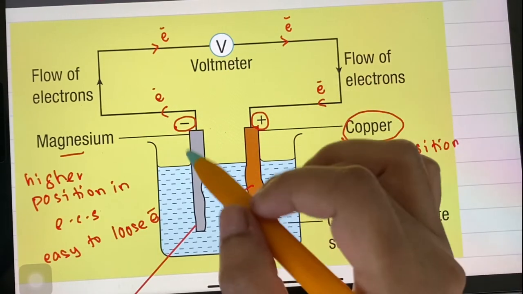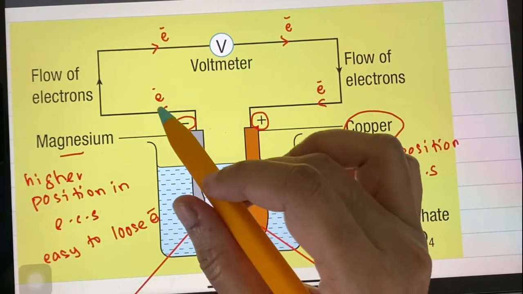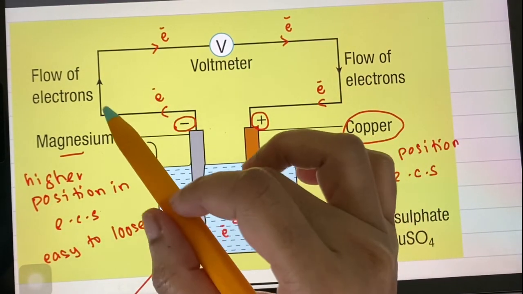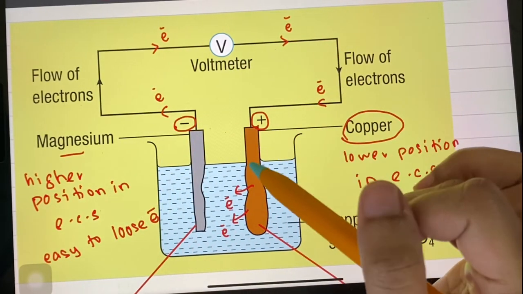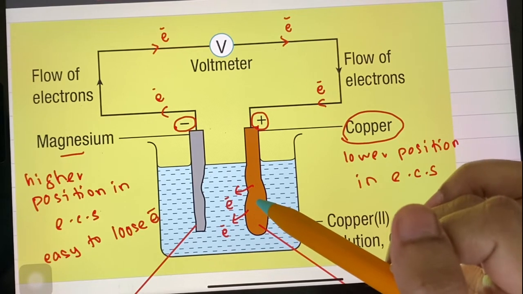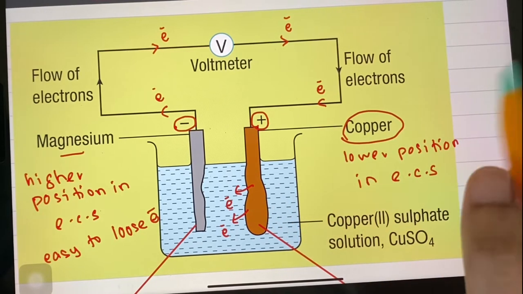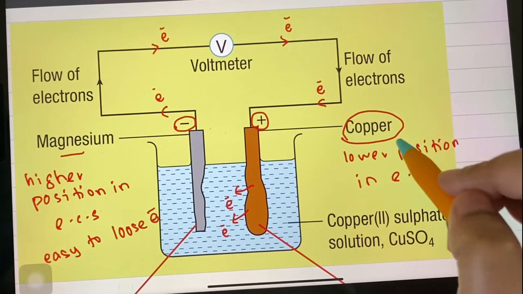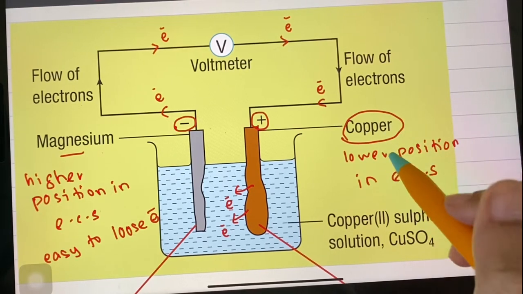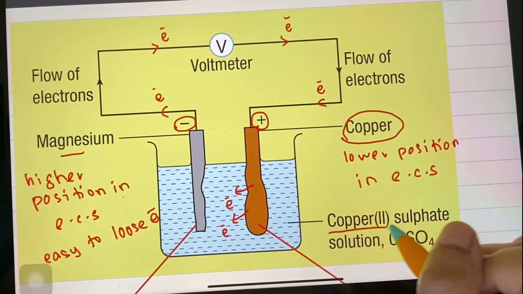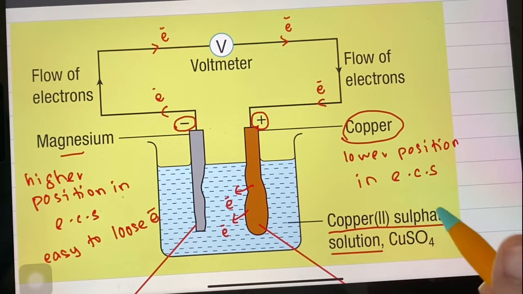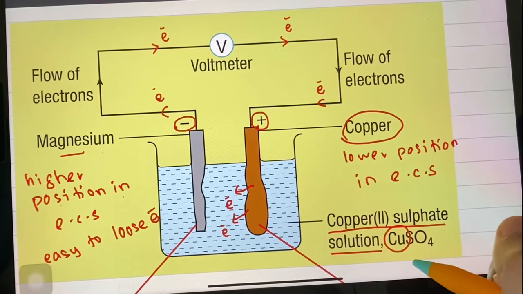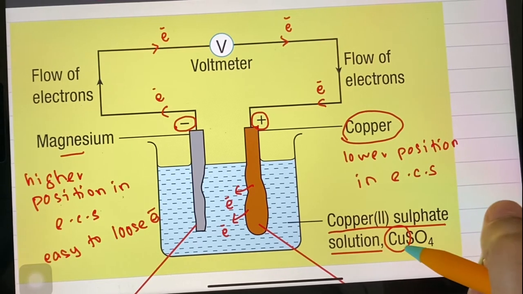Okay, as we all know, magnesium easily loses electrons. So electrons move around the circuit, go out through the circuit and then go to our copper electrode. But the copper electrode will not receive electrons. Remember that. The copper electrode will not receive electrons. The one that receives the electrons is our copper sulfate solution, the copper ion inside this electrolyte.